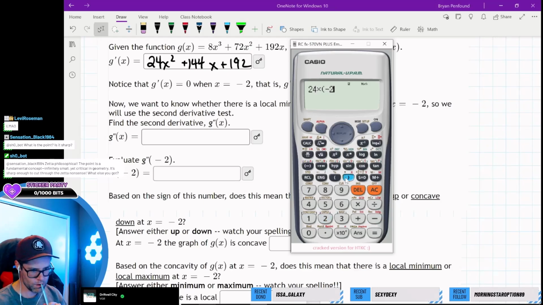Is that a philosophical? The point is a fundamental concept, infinitely small yet critical in geometry. It's sharp enough to cut through the zeta nonsense. What else you got?